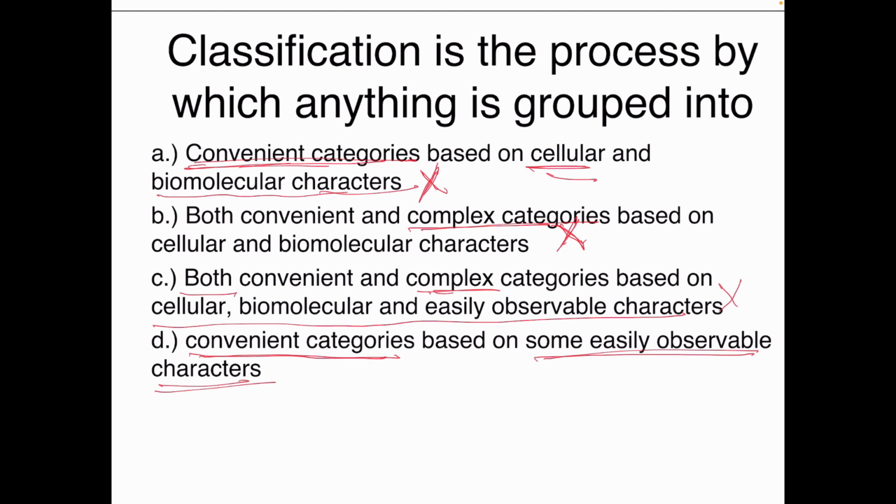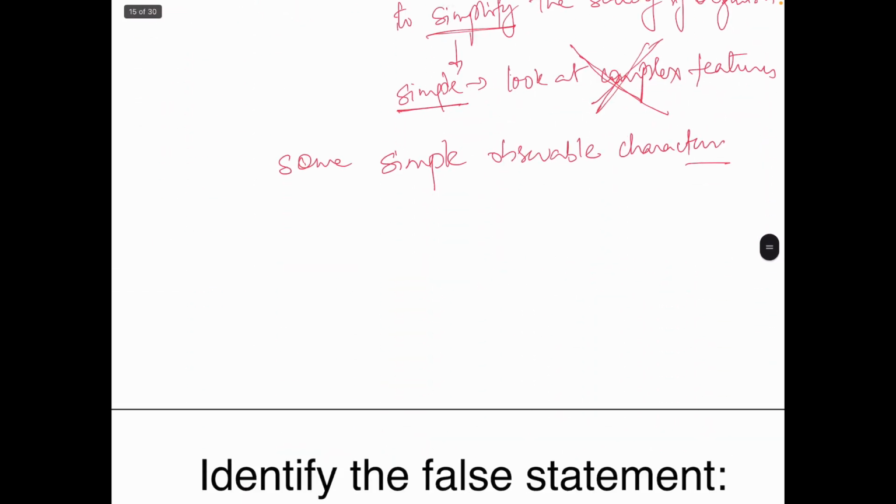This is something that you can very easily observe. Even in animals, if you have to tell a cat and a dog apart, you can easily look at them and say, okay, this is a cat and this is a dog. You don't have to brainstorm or do some kind of rocket science. Okay, so our correct option is D. The categories have to be convenient and they should be based on easily observable characters. Okay, if you haven't read your NCERT properly, you will get stuck in this kind of question. So moving to our next question.